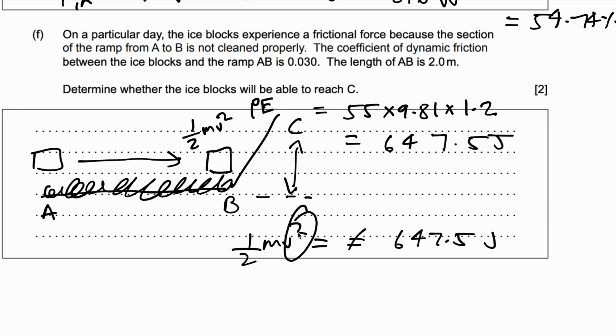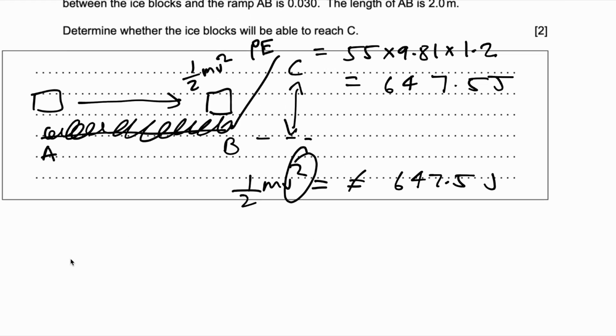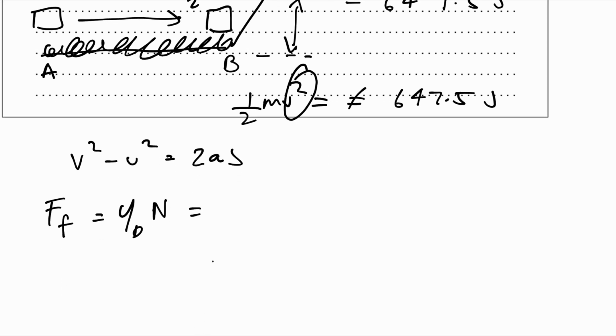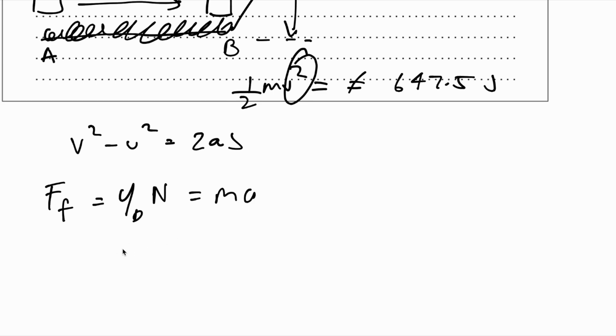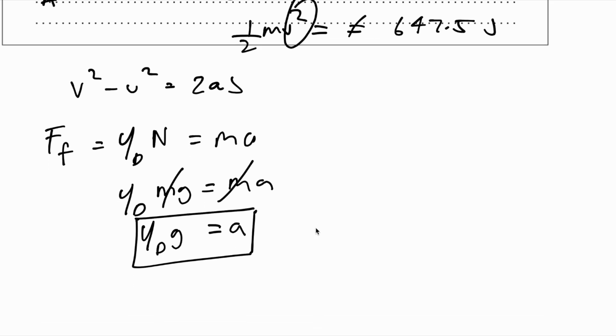Now to do so, I need to find out what is the velocity at B. How will I do so? Well, for this we can use our Suvat equations. We know that v square minus u square is equal to 2as. Now, a is the deceleration due to this friction. How can we find that? Well, the force of friction is equal to mu d times N, and that's nothing but ma, right? Force is equal to ma. So we can say mu d, normal force is just mg, is equal to ma. So mu d g is equal to a, and that is going to be our acceleration, or in this case, the deceleration of this particular block.